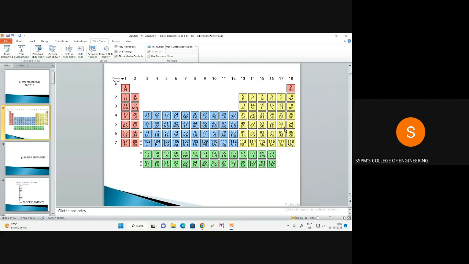Then fluorine, bromine, iodine. Focus on the iodine element. When we study iodine as an element, then we can solve the questions. Then helium, neon, argon, krypton and xenon. So xenon and Rn are very important elements in this group.